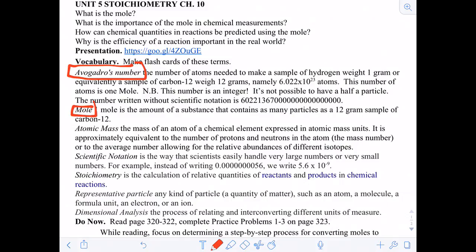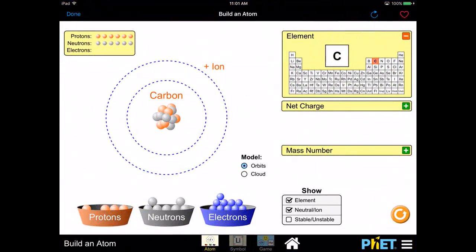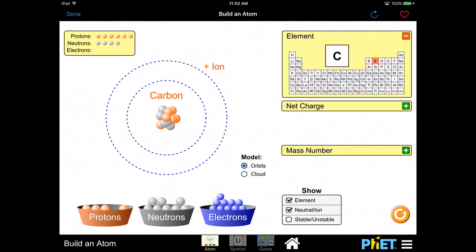So let's think about carbon just as an atom for a second. What it looks like. How many protons do I need in order to make carbon? 6. So 1, that's hydrogen. See how it changes every time I add a proton? The element changes. Lithium, beryllium, boron, carbon. How many neutrons do I need to make carbon-12? 6. So 1, 2, 3, 4, 5, and 6.